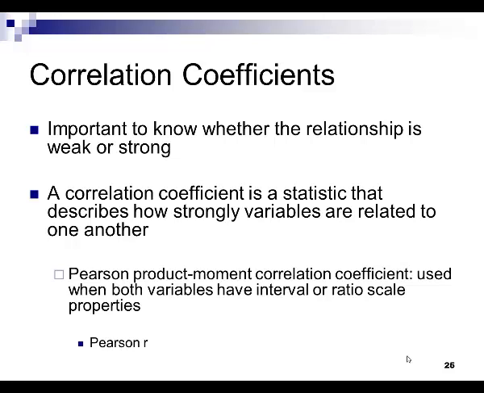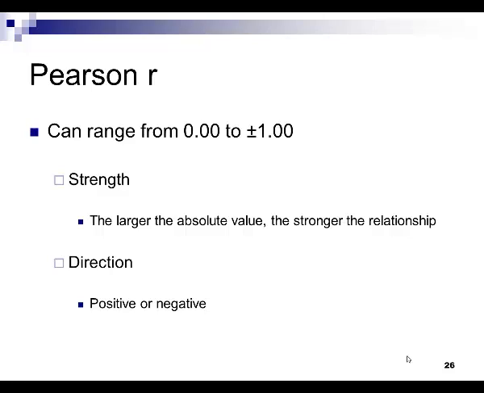And it's important because we often are looking at the relationship between variables, and we want to know whether or not that relationship is weak or strong. And a correlation coefficient is simply a number, a statistic that describes how strongly variables are related to one another, both in strength and in direction. And so we use the Pearson R correlation coefficient to most commonly describe that. Again, not going to ask you about that on an exam.